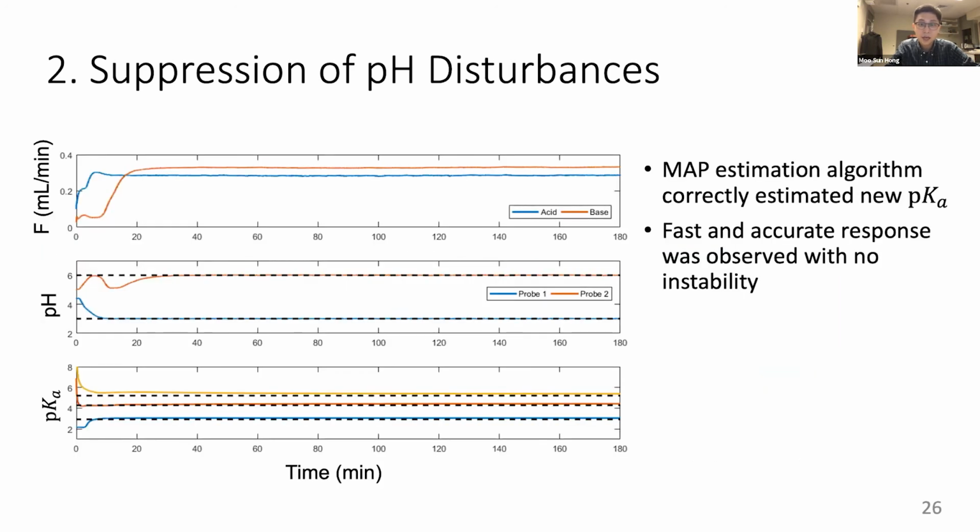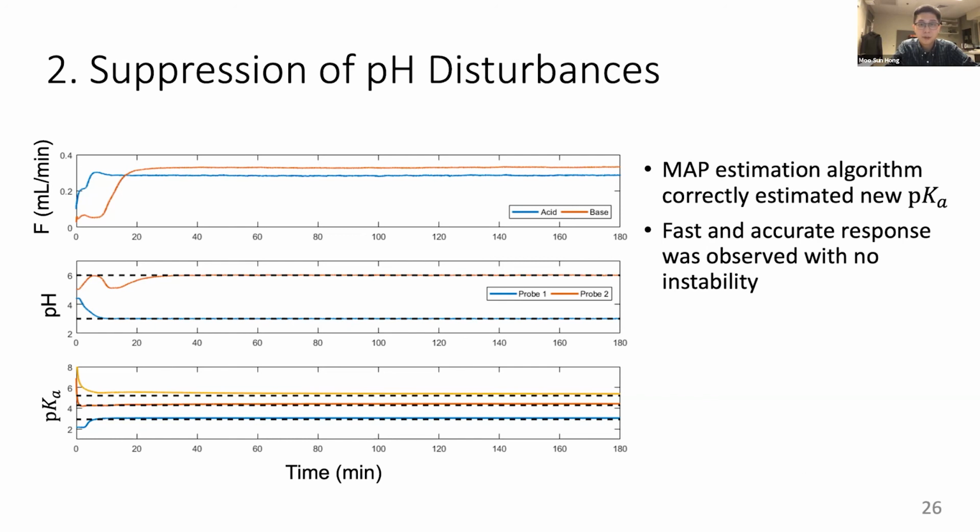And the plots on this slide show the experimental results for the disturbance rejection of the pH controller. From the top, the plots show flow rates determined by the pH controller, pH measurements with set points shown as black dashed lines, and the estimated primary values of acid dissociation constants with the true values for citric acid shown as black dashed lines.